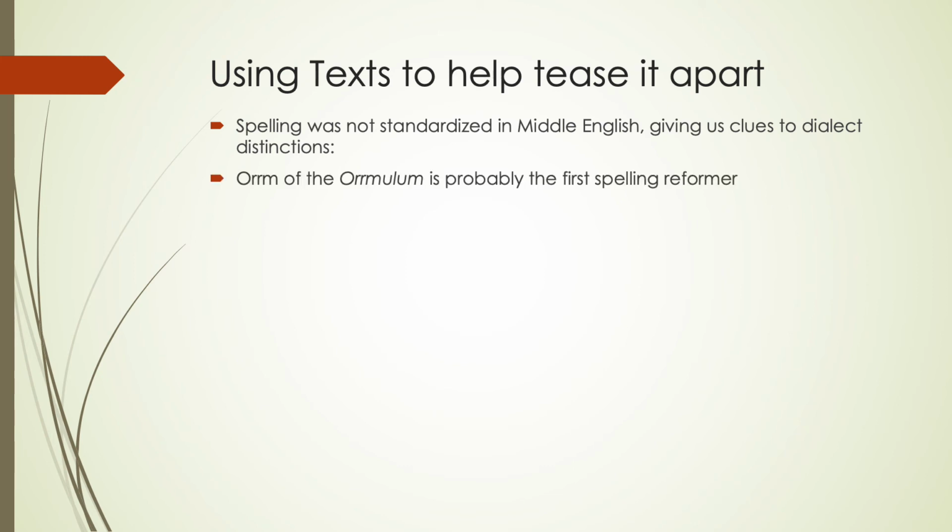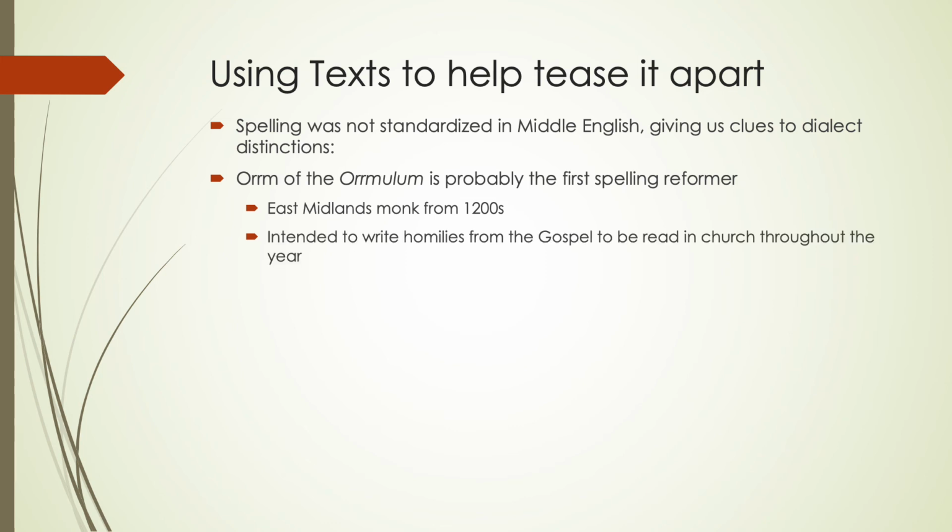Orm is probably our first spelling reformer. He wrote the Ormulum during this period of time. He was from the East Midlands, a monk during the 1200s. What he was intending to do was to write homilies from the gospel to be read in church throughout the year. So he was writing things that were largely religiously based texts during this time. His table of contents showed that he intended to write over 200 of these, but only about an eighth of the ones that he intended to write have survived.